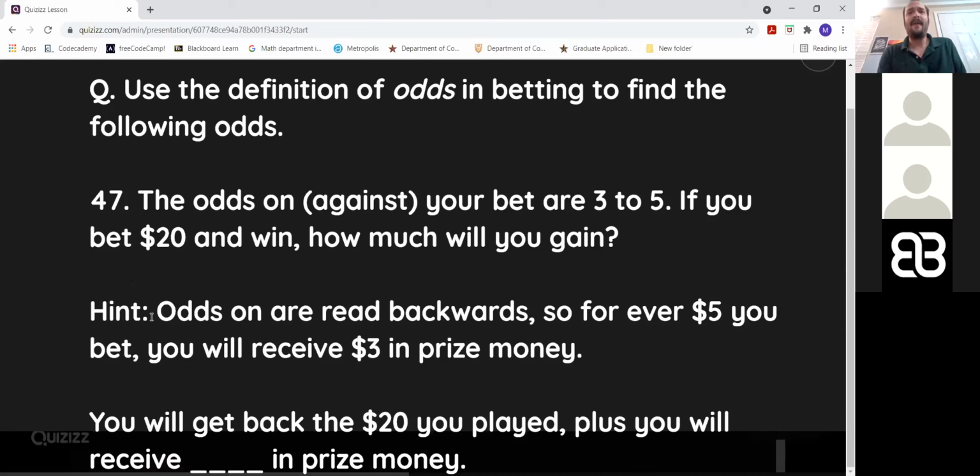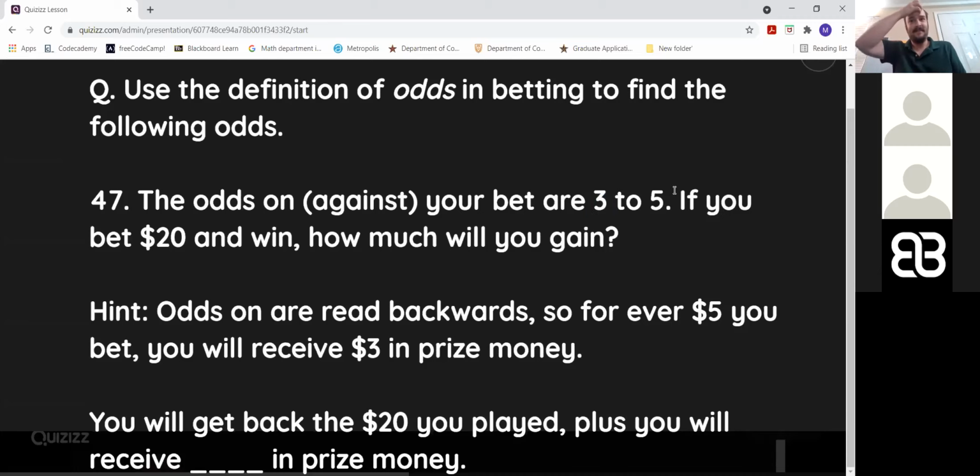So with the vocabulary, odds are read kind of backwards. So if you bet $5, you're going to win $3 if you win. So let's say I bet $5 on whatever they're playing here. I'm going to get my $5 back and I'm going to get $3. So when I go back to the teller, he better give me $8, right? But I'm winning 3.